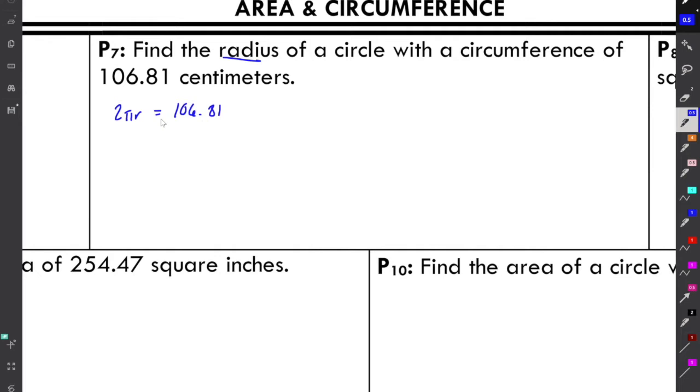So what I'm going to do here is divide by 2 pi. And then you put that in your calculator, you get that the radius is approximately 17 centimeters when you round. And that's all it is to that one, guys.